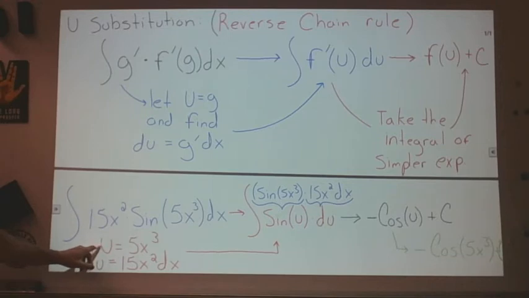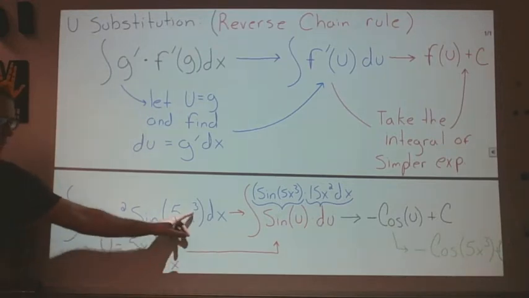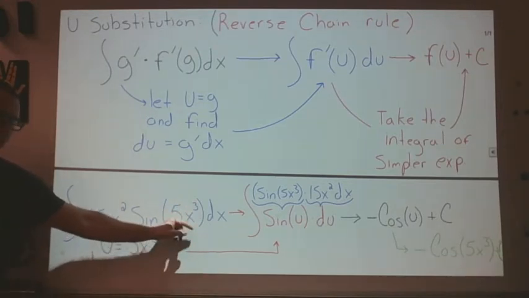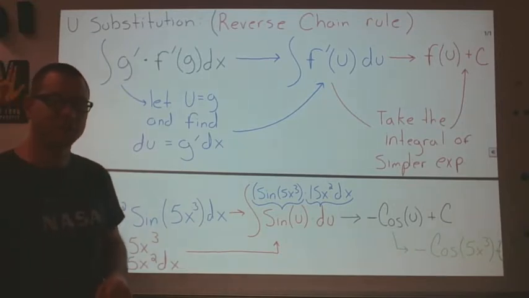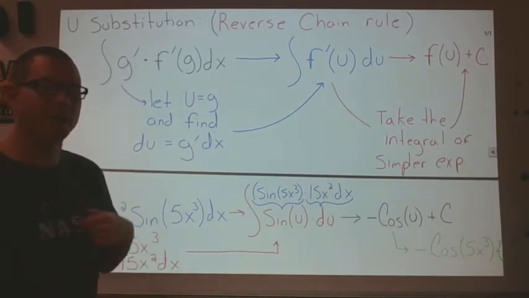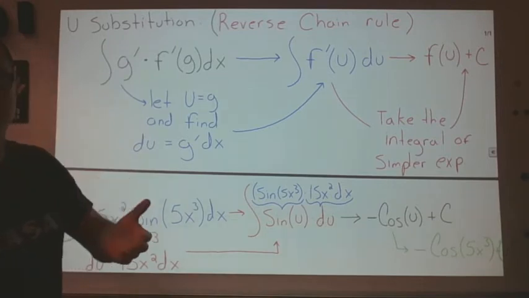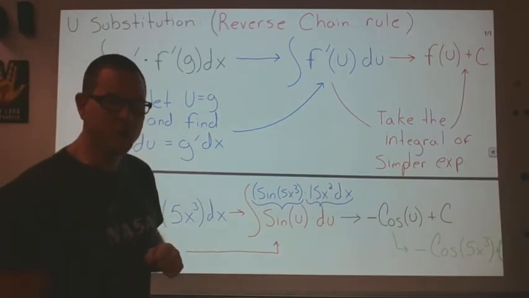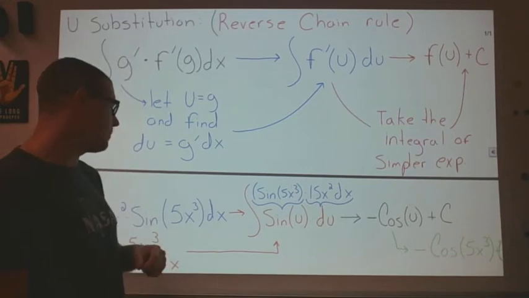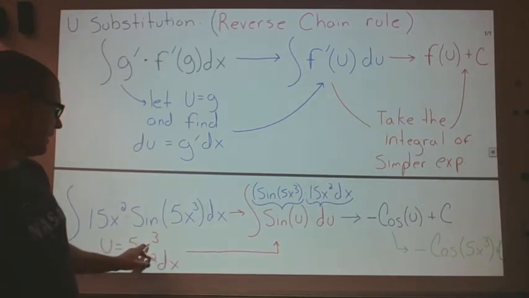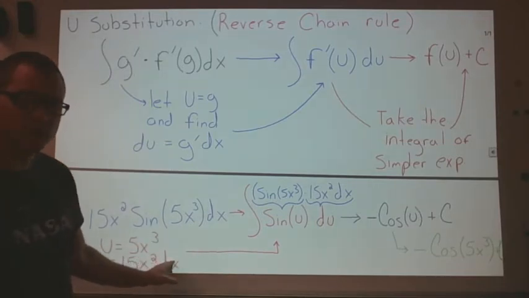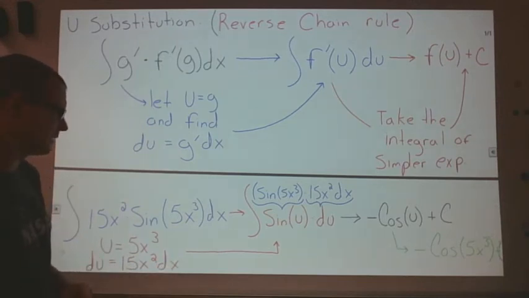I go ahead and let u equal that 5x to the third that I found inside my trig function. Its derivative is 15x squared dx. So just like with the implicit differentiation, when we took the derivative of y, we got y prime. Or if we took the derivative, let's say y squared, you would end up with 2y, and then you would tack on y prime. Same thing here. If I'm taking the derivative of u, then when I take the derivative of x to the third, I would get 3x squared x prime, which is dx.